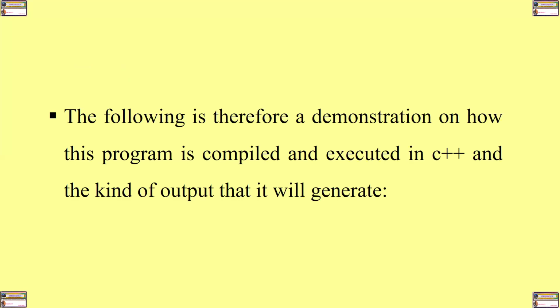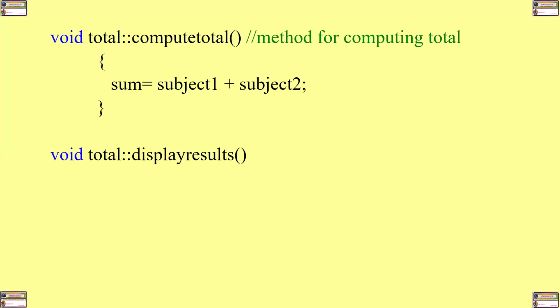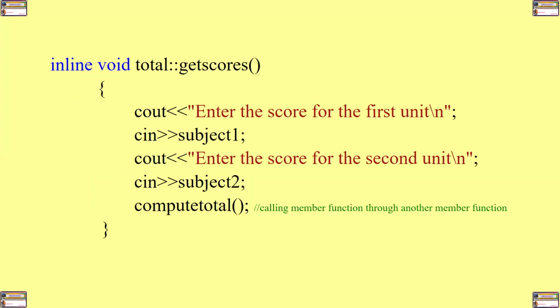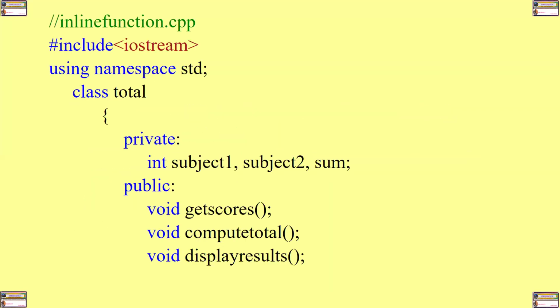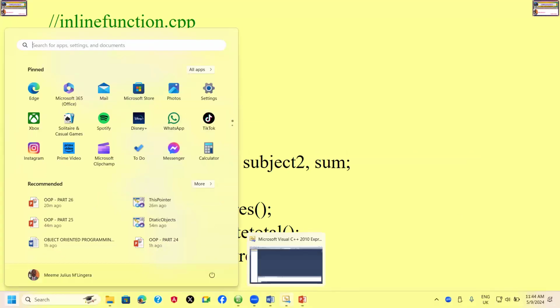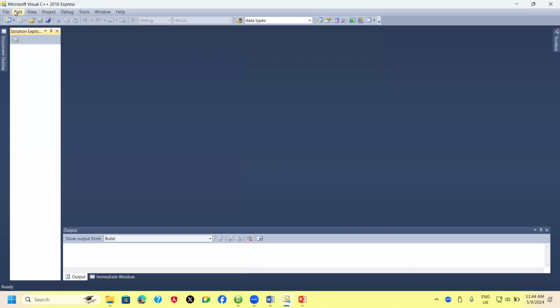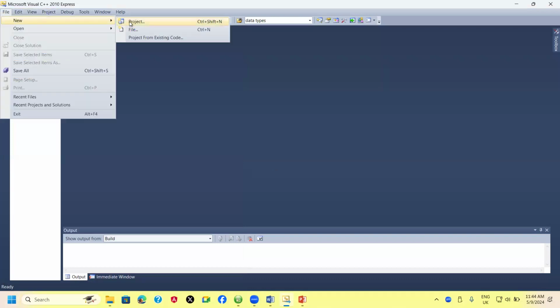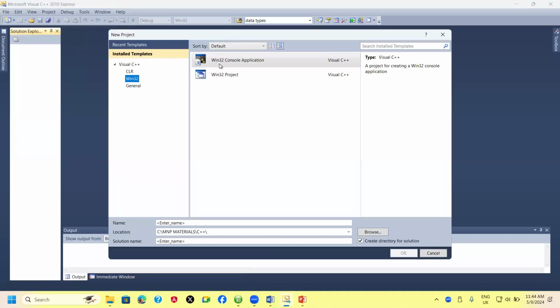Let's execute this program. So the following is a demonstration of how this program is compiled and executed in C++ and the kind of output that it will generate. Now, we are supposed to save our program by the name inline function. So I'm going to load my C++ program, and then I begin a new project. The name of my project is inline.